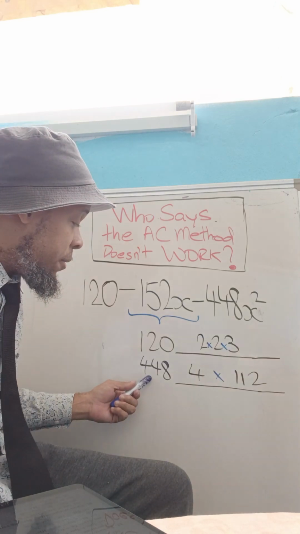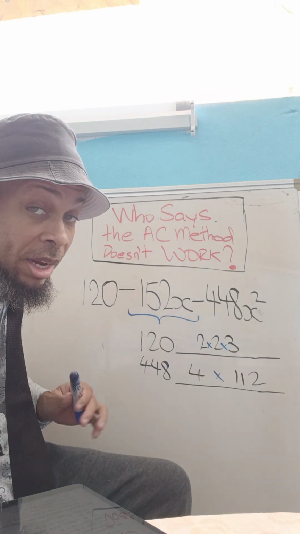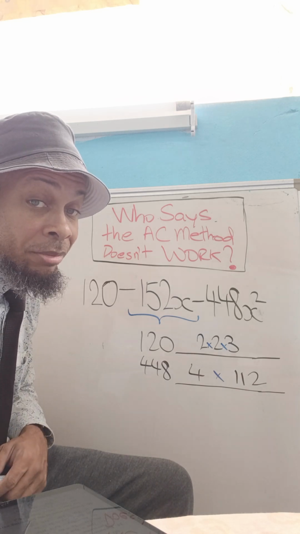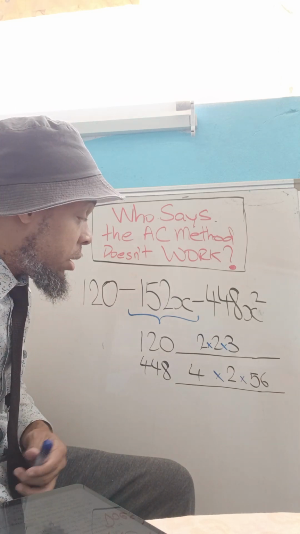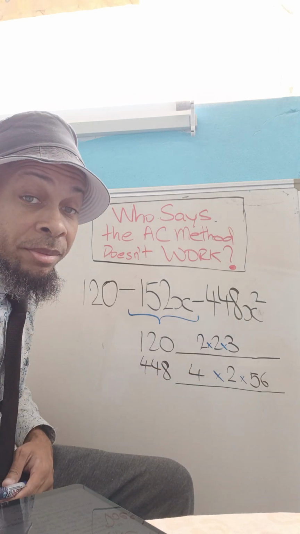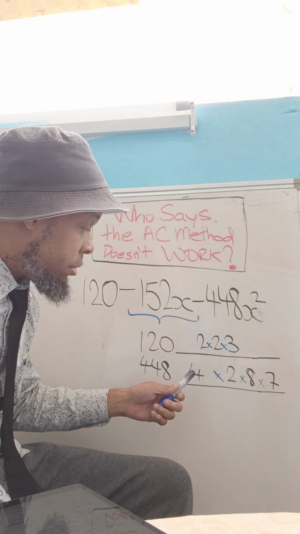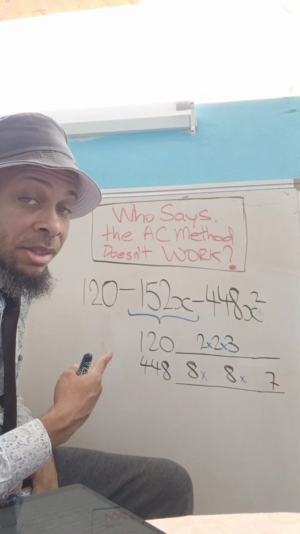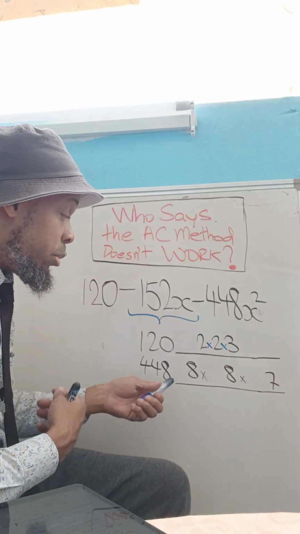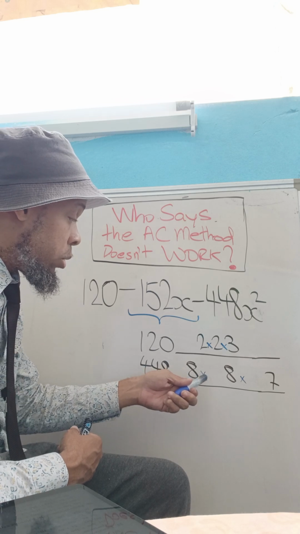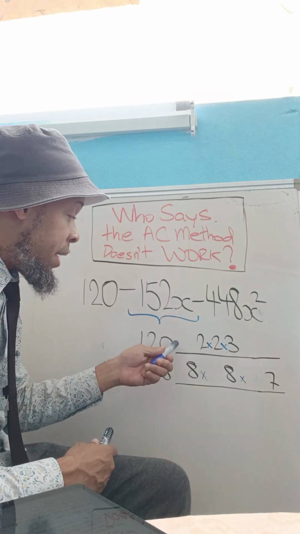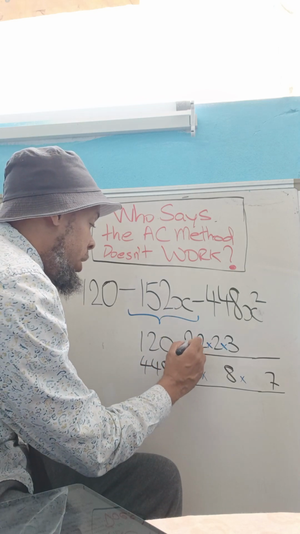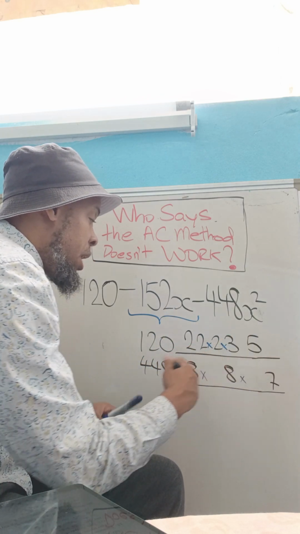Now if I divide this by 4, I get 112. But what I know about 112 is that if I divide that by 2, I would get 56. But then 56 is 8 times 7. But then this is 8 times 8 times 7. So now that's a bit easier to break down. So 2 2 2, 2 2 2, 7. And then I forgot to put the 10 for this. So let's just put 2 here and 5 here.